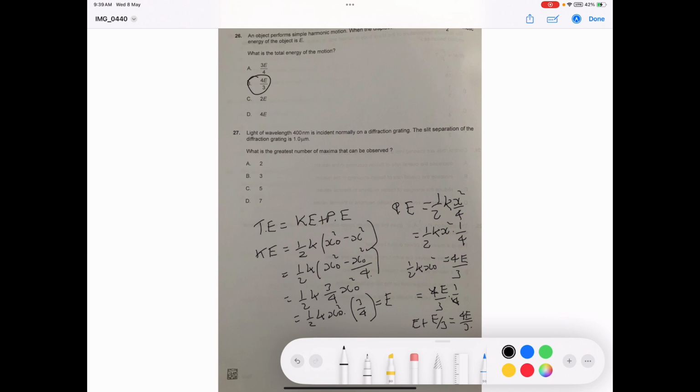B. Like I said, I think this is a very difficult question. The probability of getting it right in 1.5 minutes is very low. There's a lot of calculation work, and I'm not even sure if this answer is correct, but I think it's B, 4E all over 3.